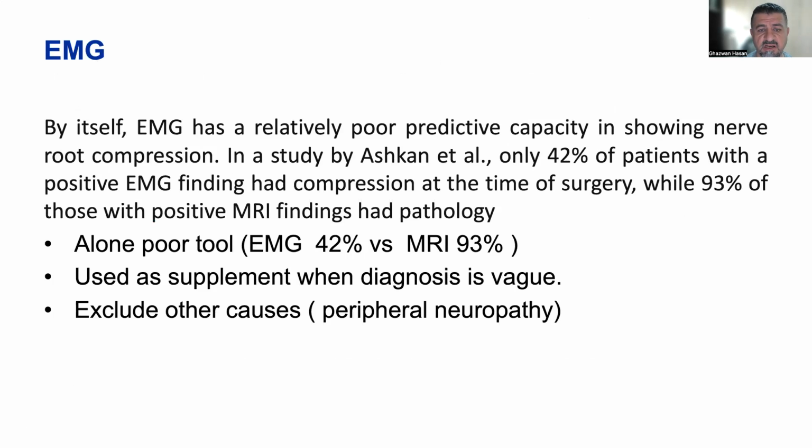EMG by itself is relatively poor at predicting nerve root compression. In the study they saw that only 42% of patients with a positive EMG finding had compression at the time of surgery, while 93% of those with a positive MRI finding had the pathology. So alone it's poor, while with MRI it gives a good percentage of accuracy. It is also used as a supplement for diagnosis when the diagnosis is vague, and to exclude other causes like peripheral neuropathy due to diabetes or other conditions.